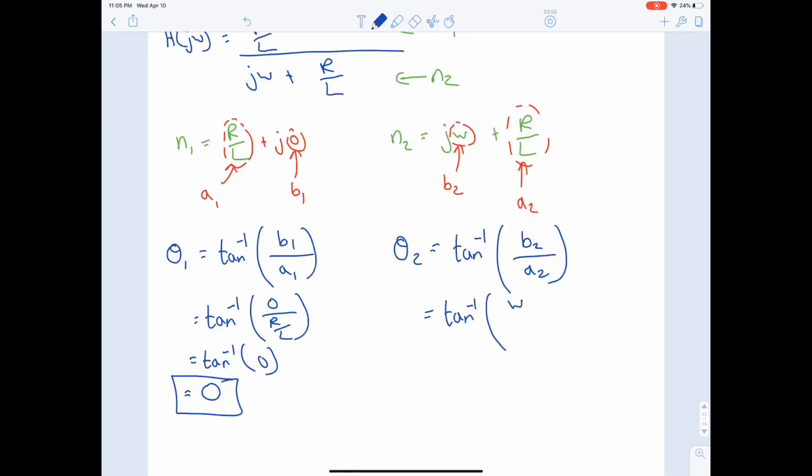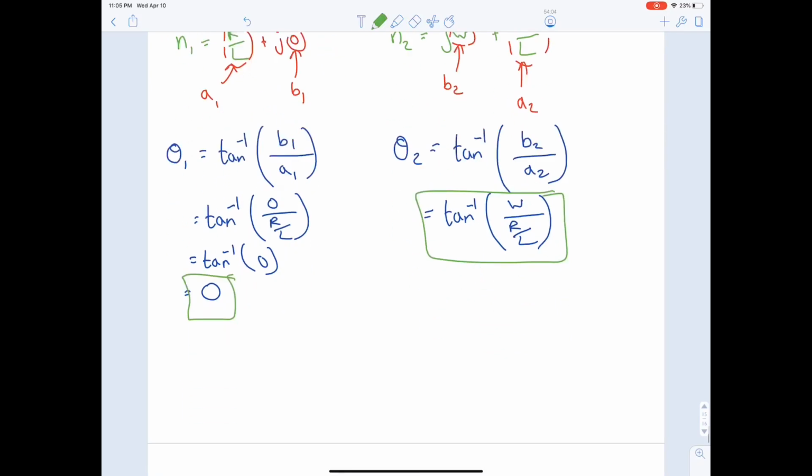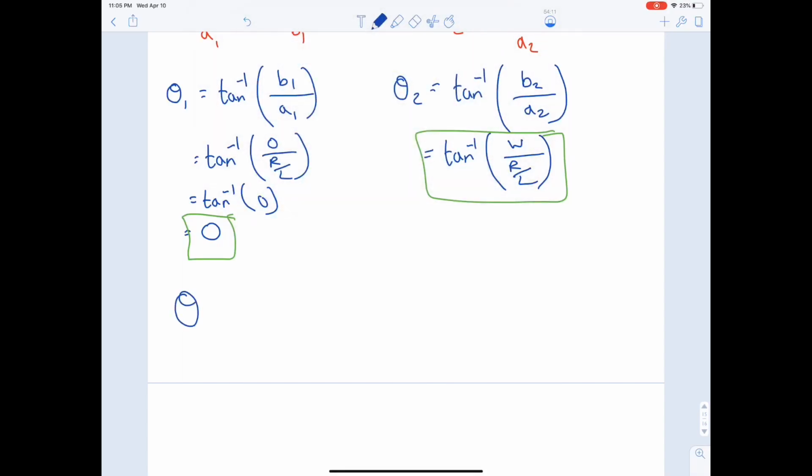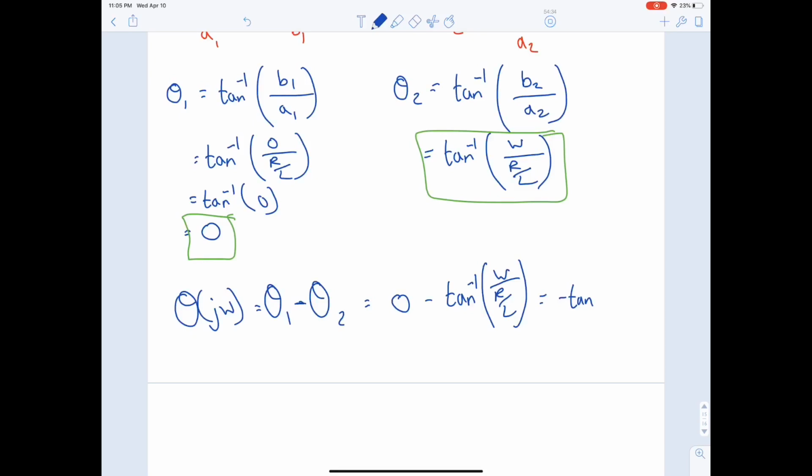Okay? For theta 2, it will be tan inverse of B2 over A2, which is equal to tan inverse of omega divided by R over L. Now we do not have numbers, so we will keep it as an expression. Okay, what is the total theta? As I mentioned before, while I was calculating the magnitude, the total theta will be theta 1 minus theta 2, which is equal to 0 minus tan inverse of omega over R over L. So the final answer will be minus tan^-1 of omega over R over L. Okay, that's the final answer.